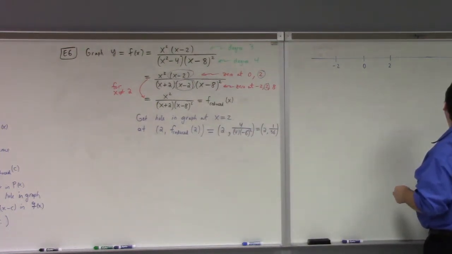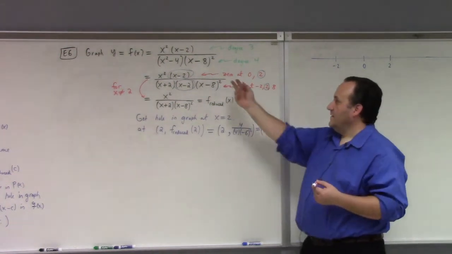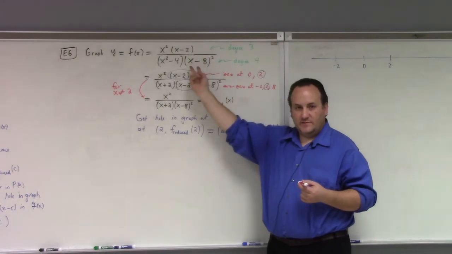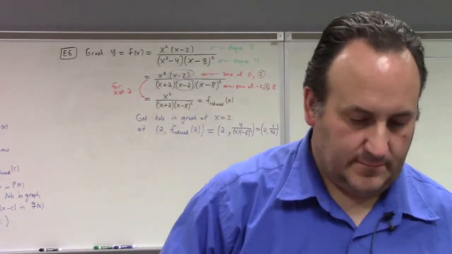All right. I get to 8. What's the nature of 8? Where's 8 coming from? 8 is coming from this x minus 8 squared, right? So what does that tell me? What do we do there?